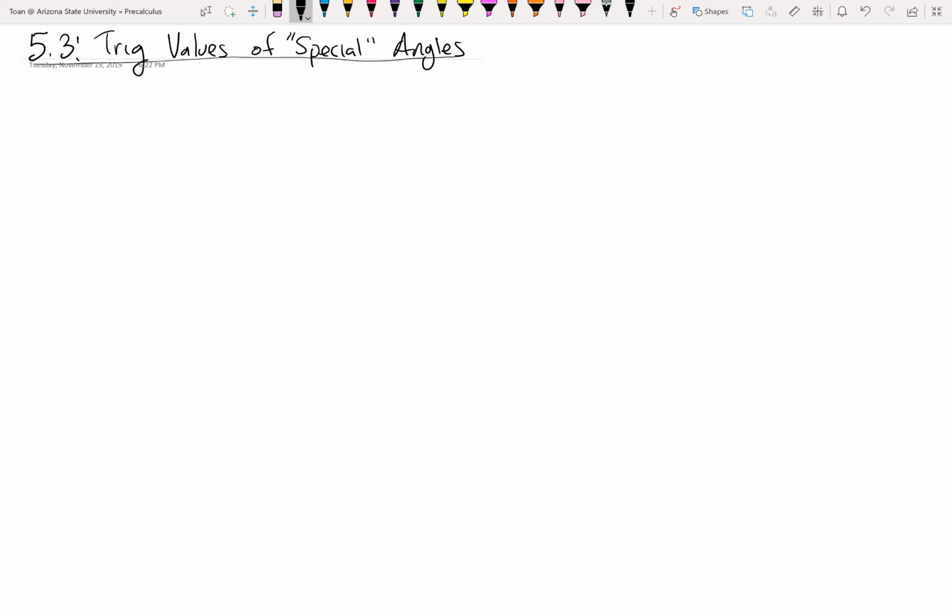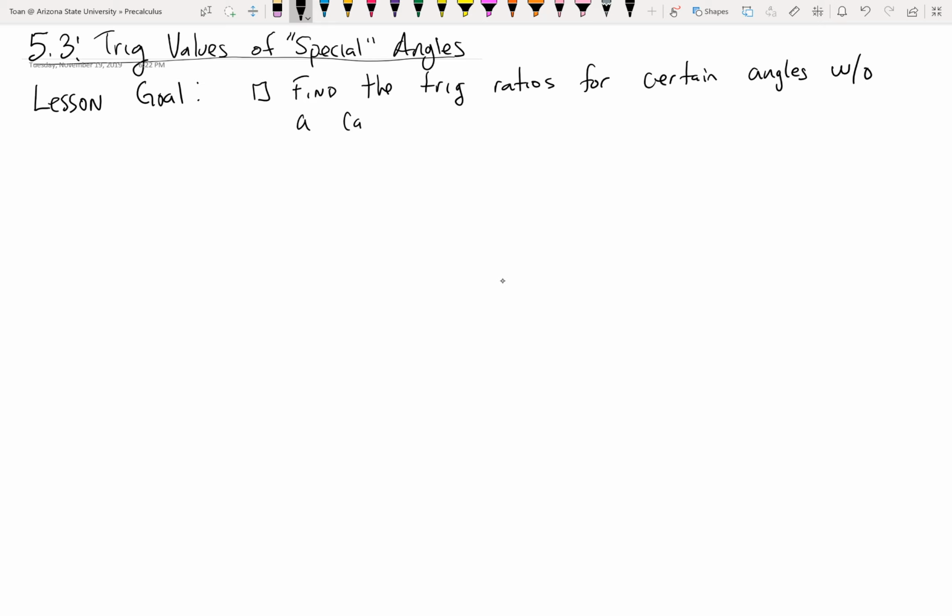Oh, crud, I forgot my lesson objectives. Let me go ahead and write down my lesson goals. We only have one lesson goal here, so it's sort of an interesting paradox. We only have one goal, but there's a lot of buildup, and that is to find the trig ratio for certain angles without a calculator. Right?